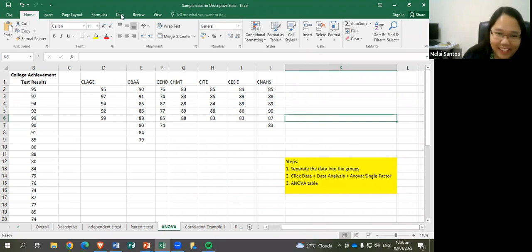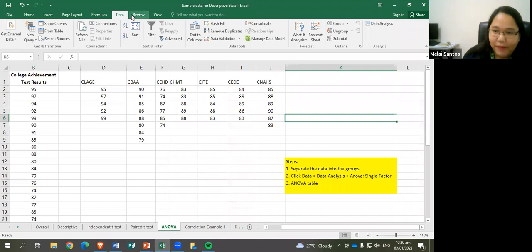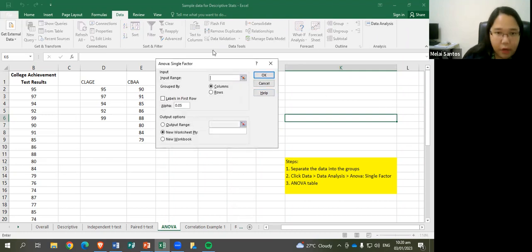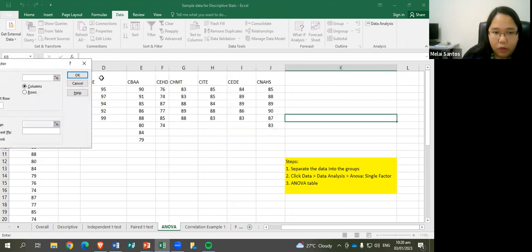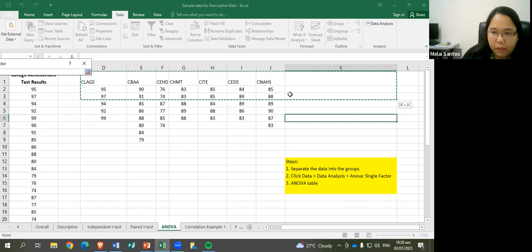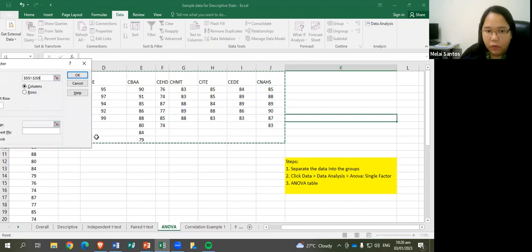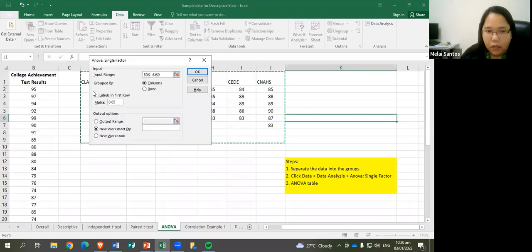Okay, now let's go to data. Everybody, please follow. Data. Click data analysis and click ANOVA: single factor. The first one, click OK. For this part, you do not have a problem because you just have to click them all until you highlight them all and then put labels.